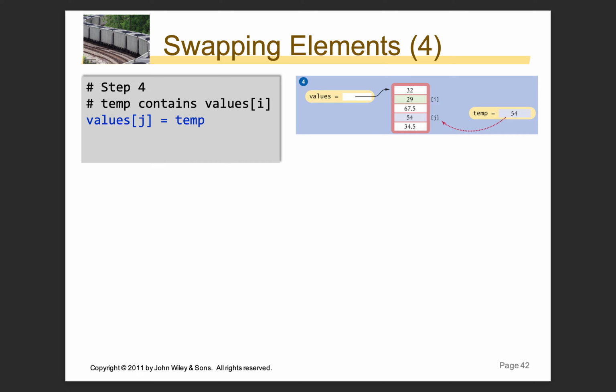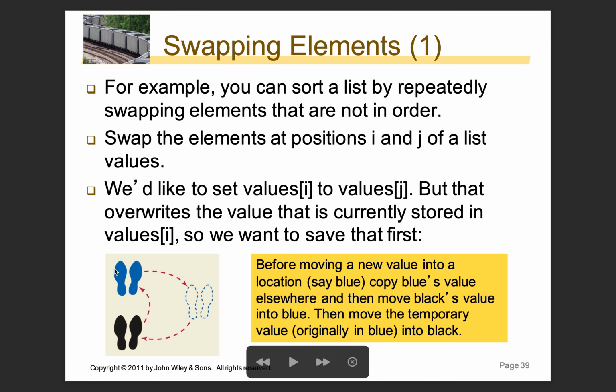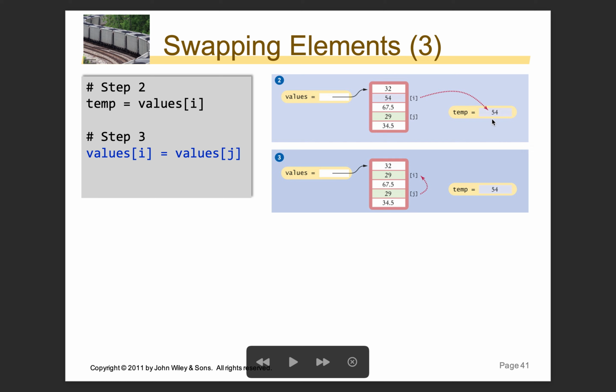Okay. So to do this, if we remember this image, you take the blue shoes and put them in a temporary location, you put the black shoes where the blue shoes were, and then you put the temporary location, which held the blue shoes, into where the black shoes were. So that's what this temporary value is doing. This temp variable is temporarily holding some information for us to allow us to do the swap.